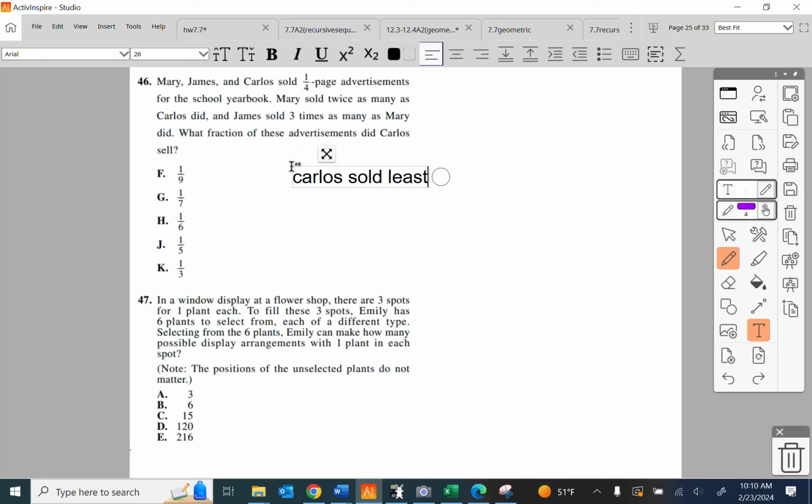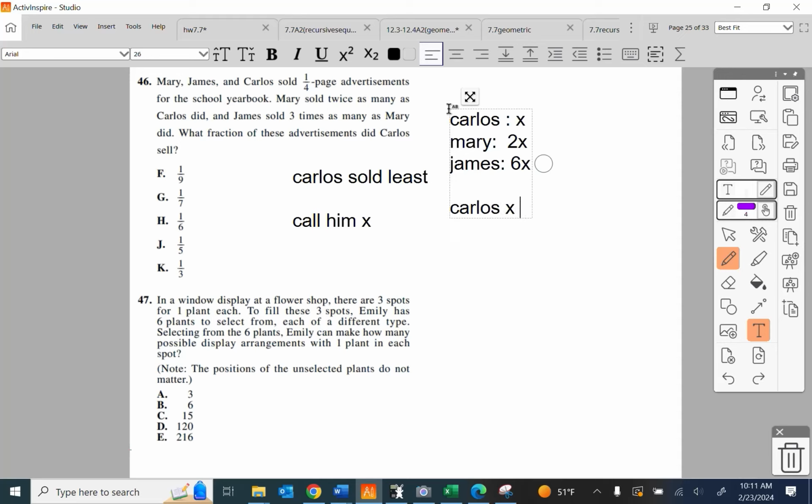He sold the least. The strategy here is call him X. All right? Mary sold twice as many as Carlos did. So if Carlos is X, Mary is 2X. And James sold 3 times as many as Mary, so James is 6X. What fraction of the advertisements did Carlos sell? Carlos sold X out of, looks like, 9X. He sold 1/9.